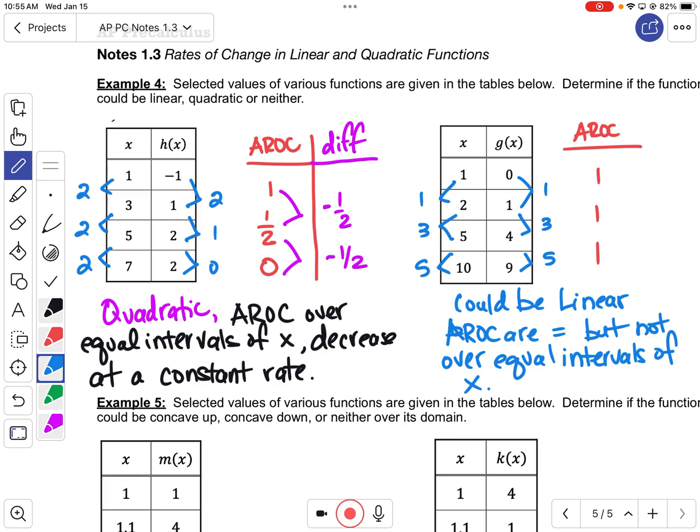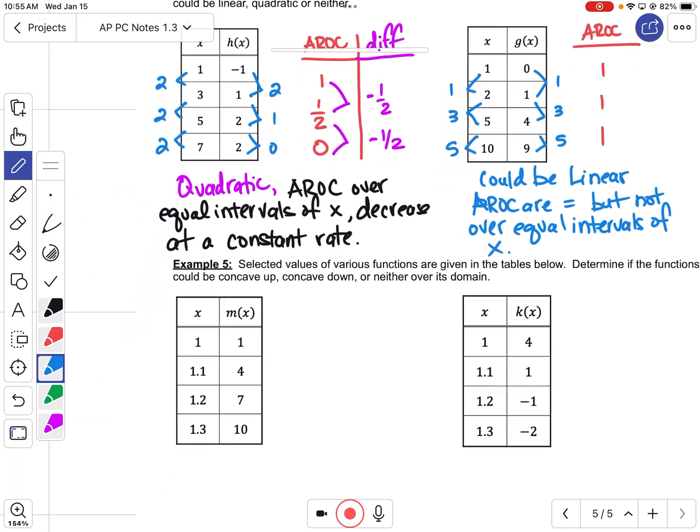All right. The next two examples ask us to talk about concavity. Is it concave up, concave down, or neither? The same things apply. We're going to start with that average rate of change. If it's concave up, those average rates of change should increase. If it's concave down, they should decrease. And if you get the same average rate of change, it would be neither, because you've got to increase or decrease to have concavity. So let's look at one together.